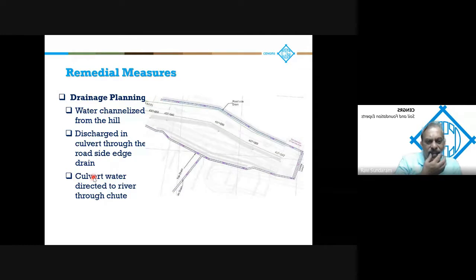The remedial measures planned here, which have been implemented now, included drainage planning. Here, water was channelized from the hill, discharged through a culvert to the roadside edge drain, and from this, the culvert water was directed to the river through a chute.